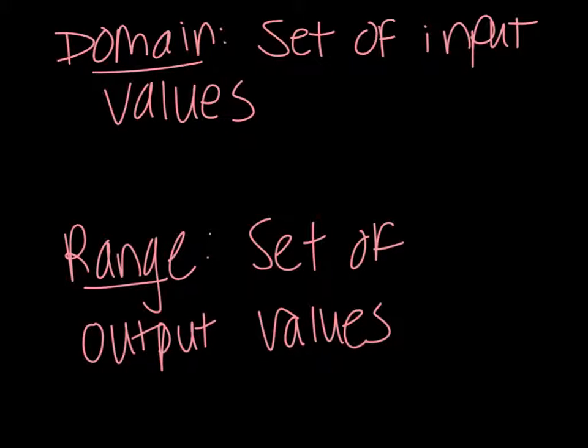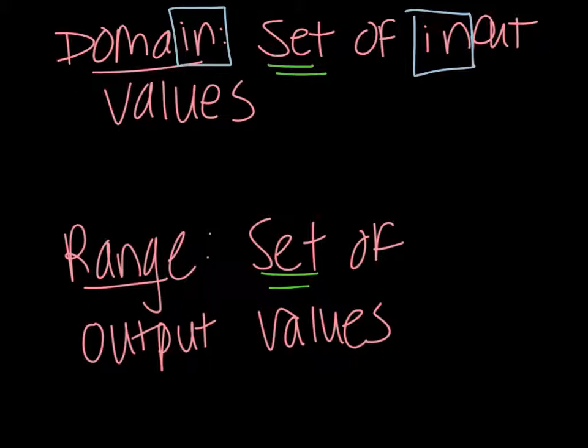So domain and range, I talked about it briefly before. They're both sets of values. So there's going to be more than one value in a domain and more than one value in a range. You can't just call one number a domain or one number a range. We're really talking about a group here. Domain is the set of input values. Range is the set of output values. I don't really have a great way to remember that. That one's really up to you.